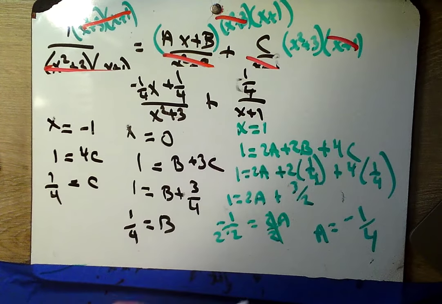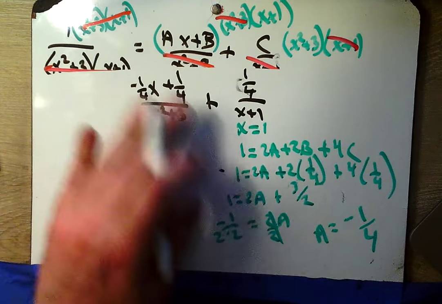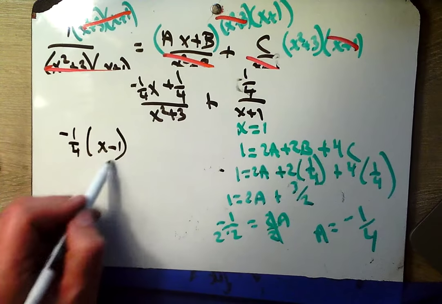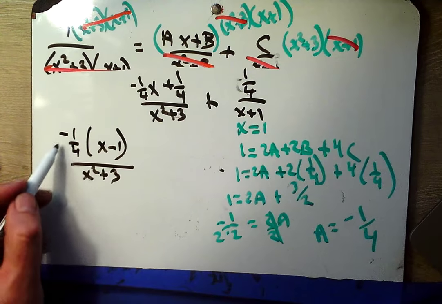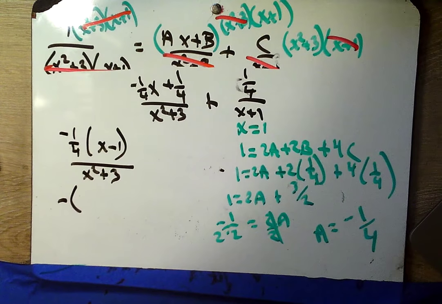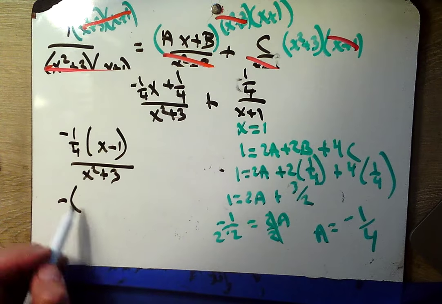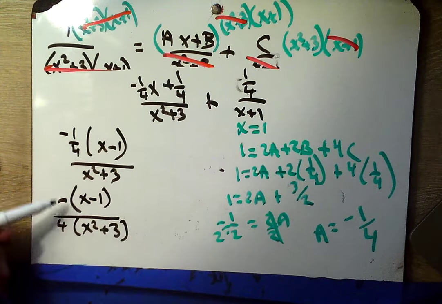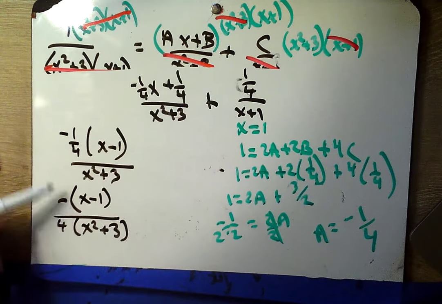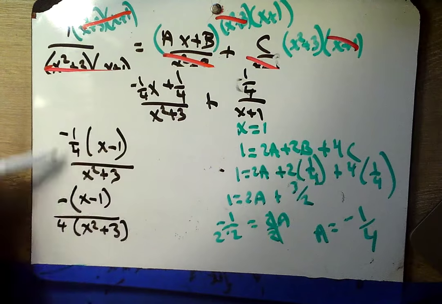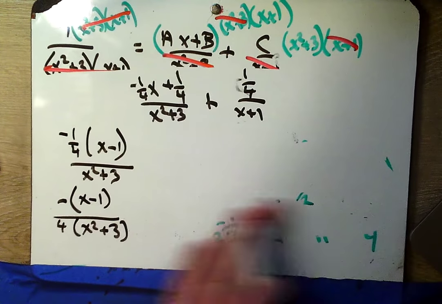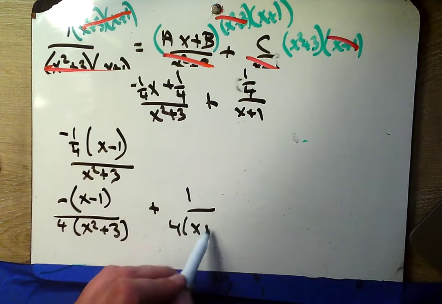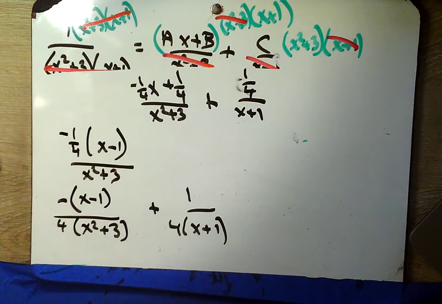And again, I think I kind of agree with our textbook. This looks nasty. I can factor out a negative 1/4 here. And then I'd probably even write it this way: x minus 1 over 4 times x squared plus 3. And just because I'm a tidy freak, it doesn't mean you have to do that. You don't have to follow me down this path, but I think that's tidier. Plus 1 over 4 times x plus 1. Okay, there we are. We're at the end.